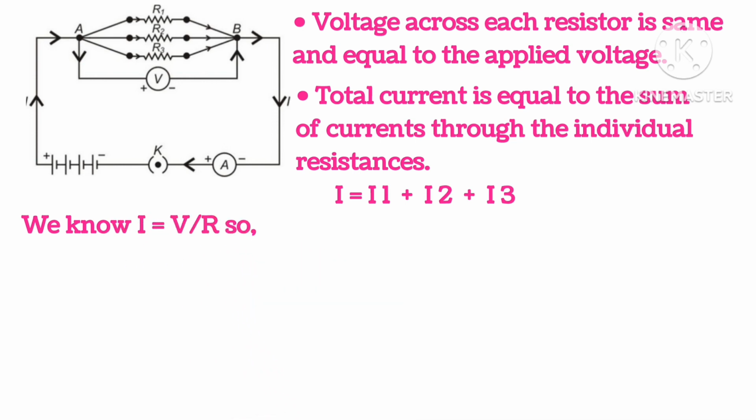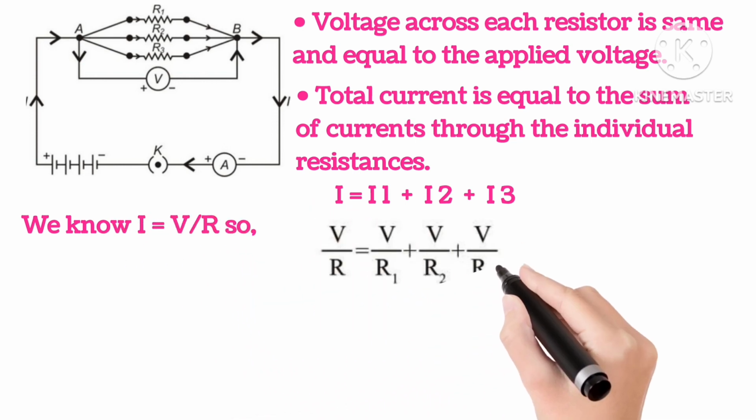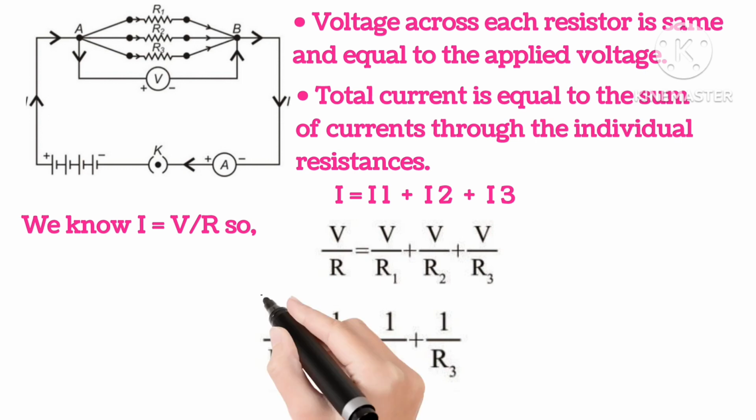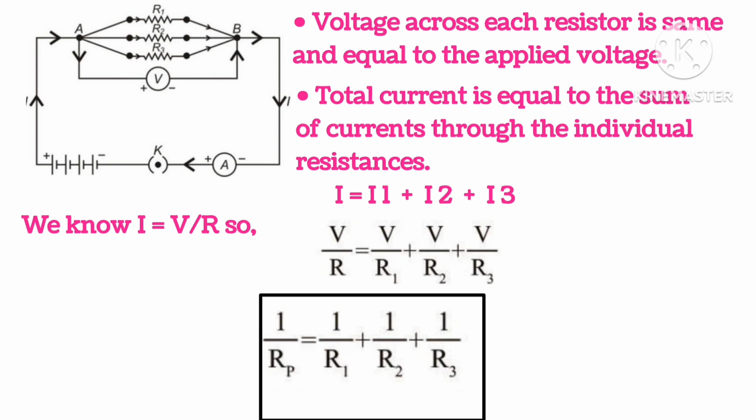Now we know that I is equal to V upon R. So from here we can write it in this form. And from this equation we get 1 by Rp for parallel, 1 by R is equal to 1 by R1 plus 1 by R2 plus 1 by R3.